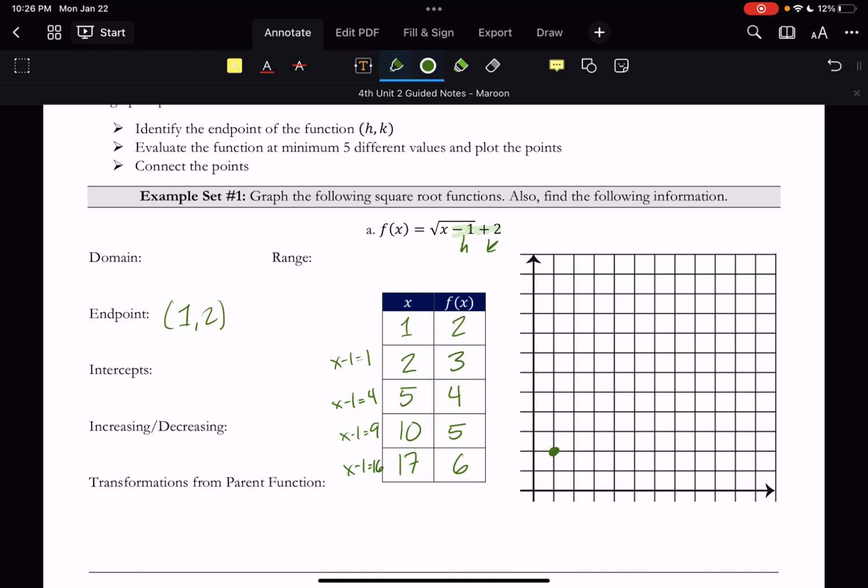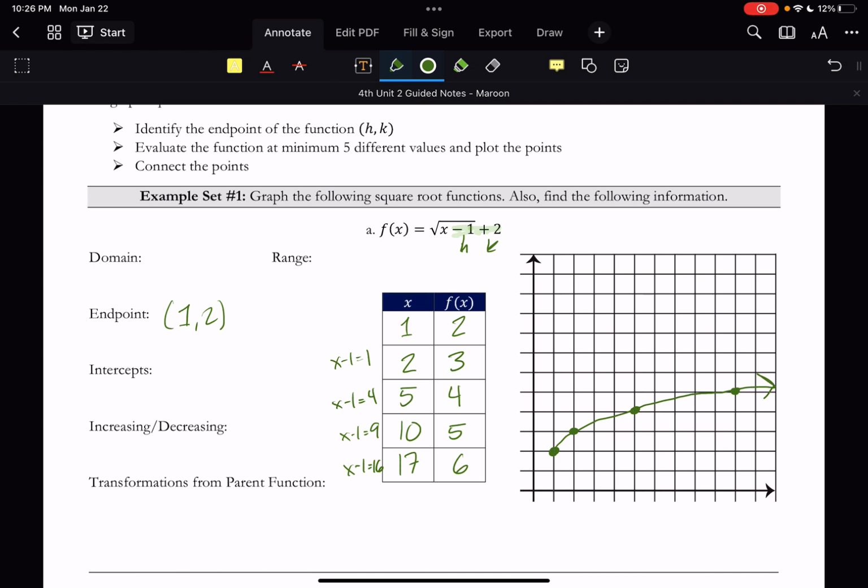So I can go ahead and plot what I can. So I have 1, 2, the endpoint already plotted. So I'm going to go ahead and plot 2, 3. And then I'm going to plot 5, 4. And then plot 10, 5. Going to be over here. And then 17, 6 is going to be off of the graph. But there is the rough sketch of that square root function.